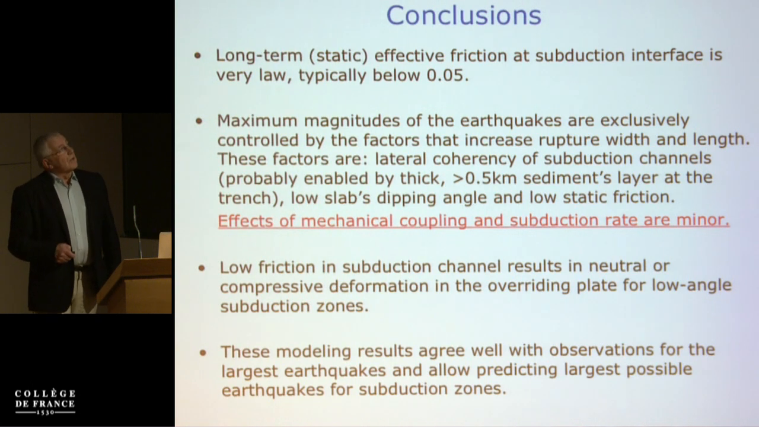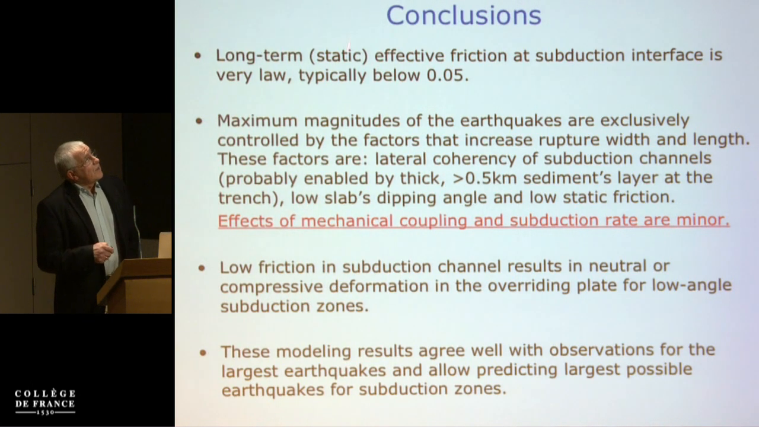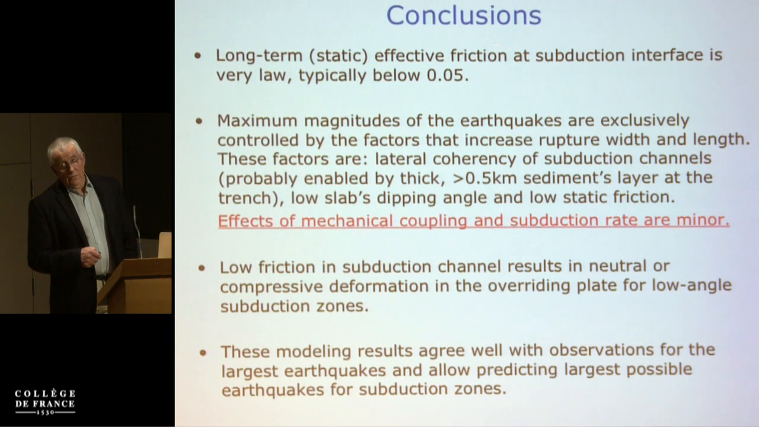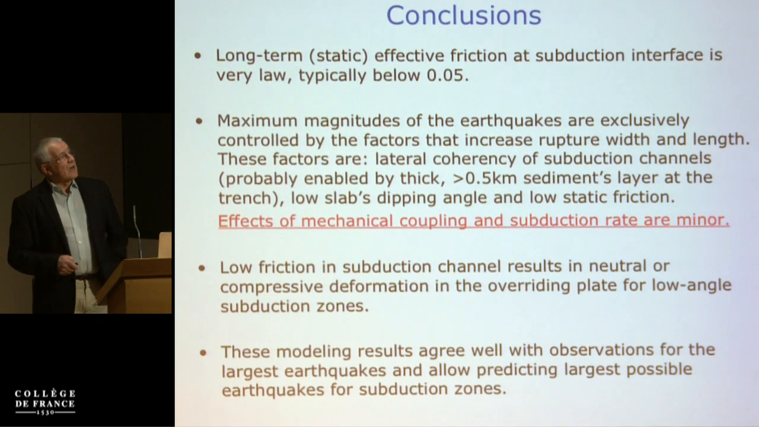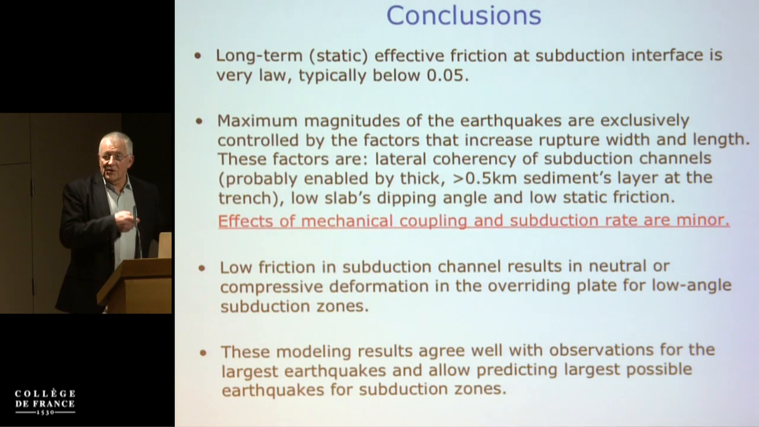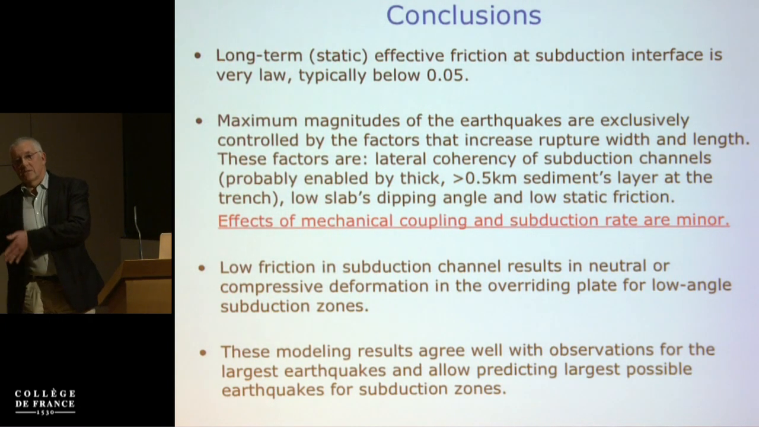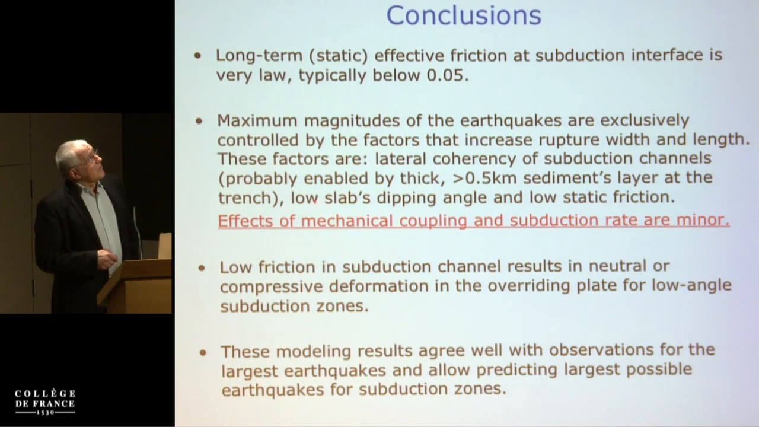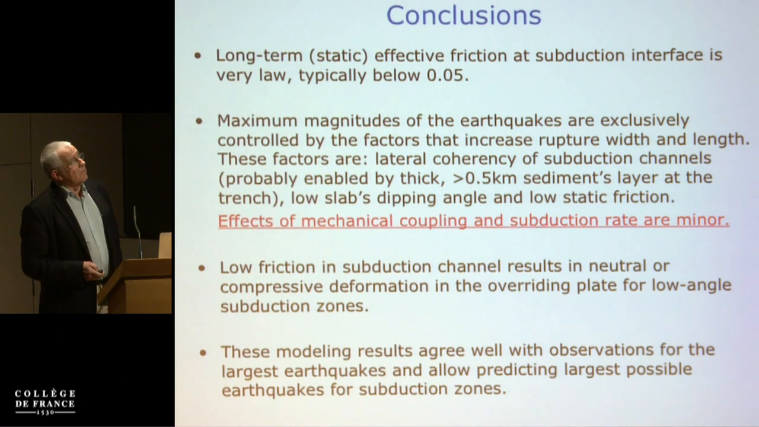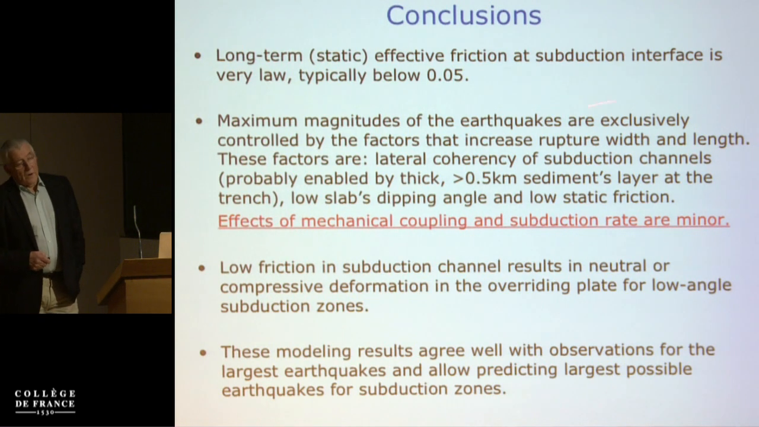And now we are coming to conclusions. Long-term static effective friction is very low in subduction zones. Maximum magnitudes of the earthquakes are exclusively controlled by the factors that increase rupture width and rupture length, of course, because we assume that rupture length scales with rupture width. And the factors are lateral coherency of subduction channels, indicated by many other people, which is probably enhanced by thick sediments.